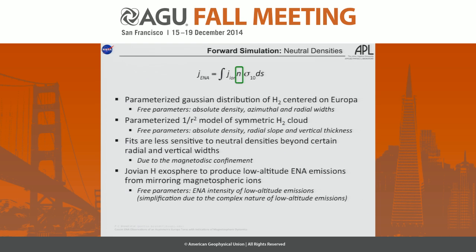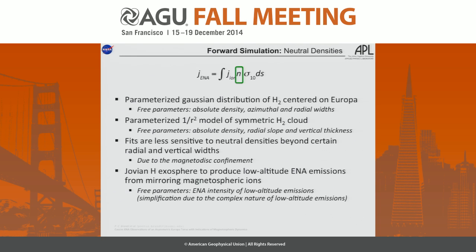Neutral gas, basically what we did, and we assumed also H2. We took a parametrized Gaussian distribution centered on Europa. Free parameters here are absolute density, azimuthal, and radial widths. Then we also took a parameterized sort of 1/R² model of a more symmetric H2 cloud. The free parameters here are absolute density, the radial slope, and the vertical thickness.